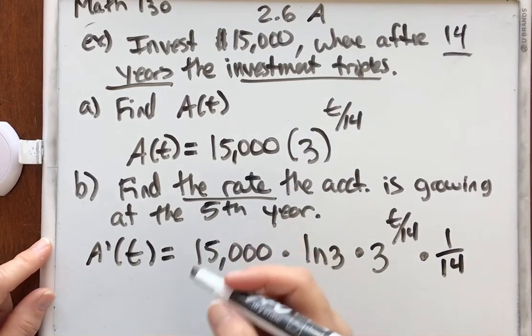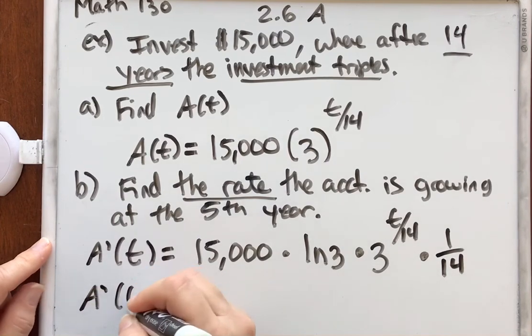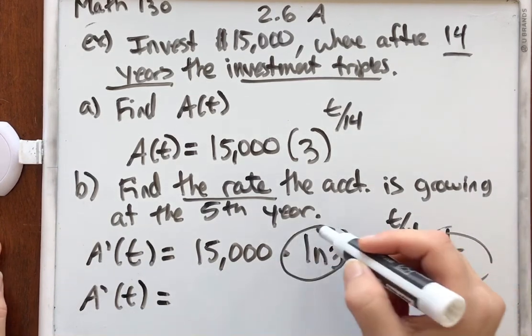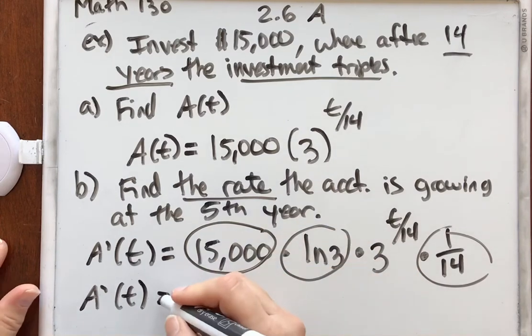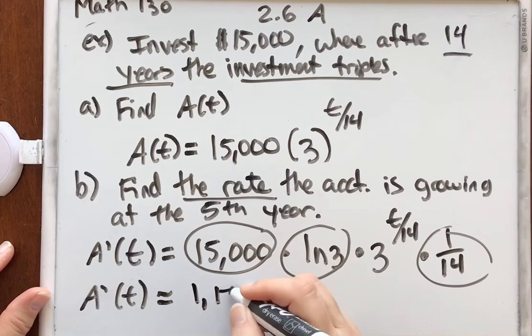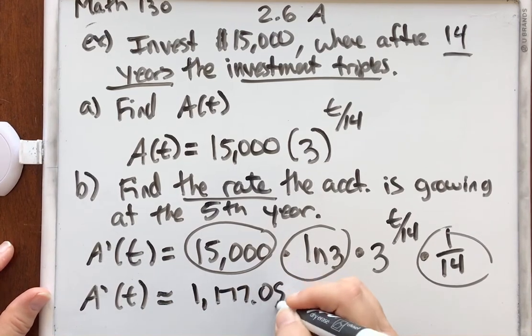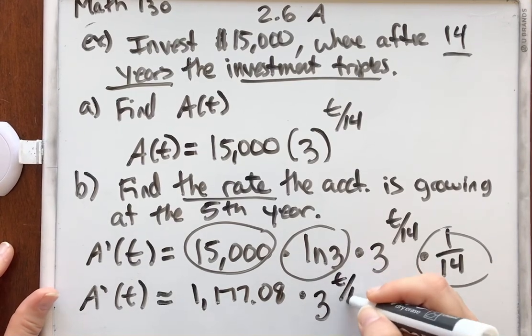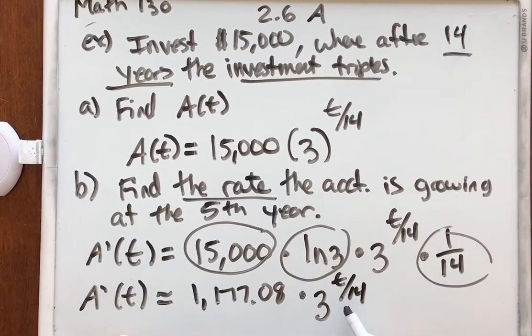Okay, before we put in the 5th year, let's just find a general formula that we could put in any year. So we're going to multiply 1 over 14, ln of 3, 15,000, and we get approximately $1,177.08. And we multiply that by 3^(t/14). So now we have a formula where we can put any year. If we wanted to know the rate at the 10th year, we can put a 10 in there and it'll work.